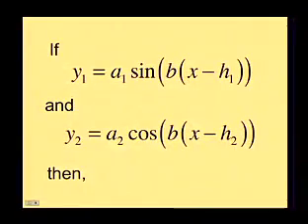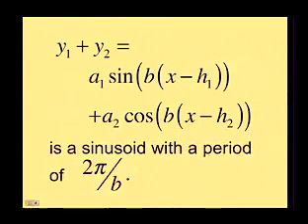If y sub 1 is equal to a sub 1 times sine of b times the quantity x minus h sub 1, and y sub 2 is equal to a sub 2 times the cosine of b times the quantity x minus h sub 2, then adding together y1 plus y2 would be equal to a sub 1 times the sine of b quantity x minus h sub 1 plus a sub 2 times cosine of b quantity x minus h sub 2, is a sinusoid with a period of 2 pi over b.